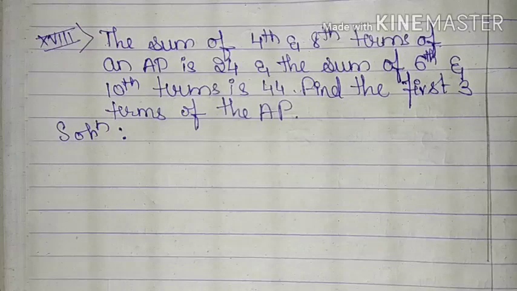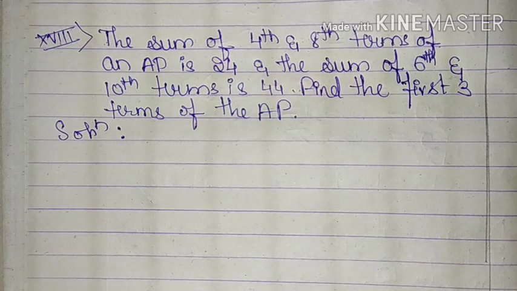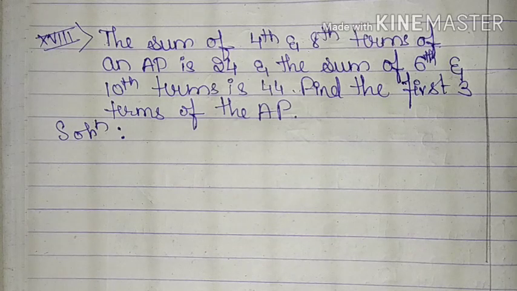In the 18th question, the sum of the 4th and 8th terms of an AP is 24. That is A4 plus A8 is equal to 24. And the sum of the 6th and 10th terms, that is A6 plus A10, is equal to 44. Find the first 3 terms of the arithmetic progression. So here once again we don't know the value of A, nor do we know the value of D. All we have is the sum of some terms here. We have to find the first 3 terms of the arithmetic progression.